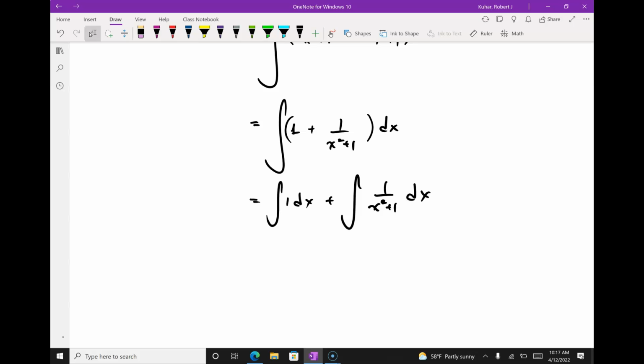And now I'm ready. Both of these, I'm back to step 1. Do you recognize them? And the answer is yes. The first integral is what? X. Second integral is arctan of x.